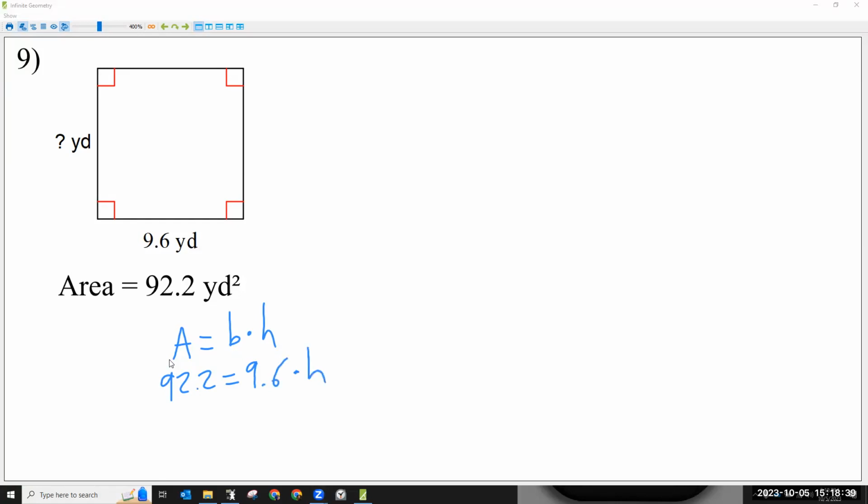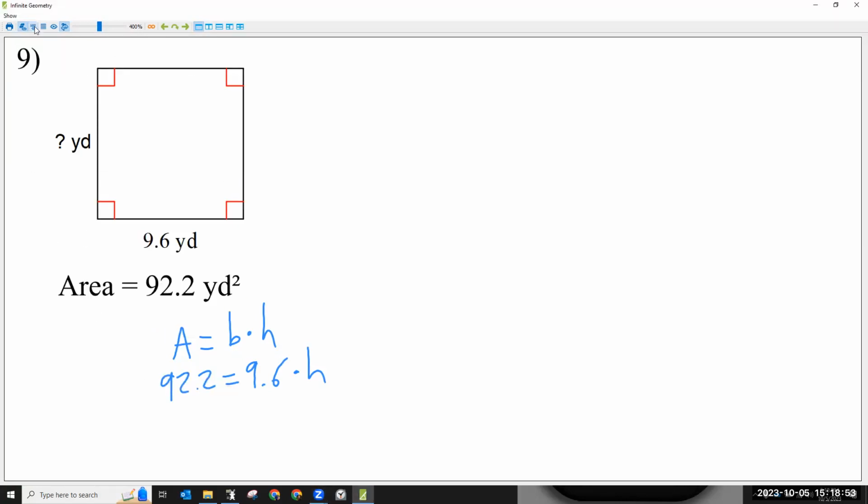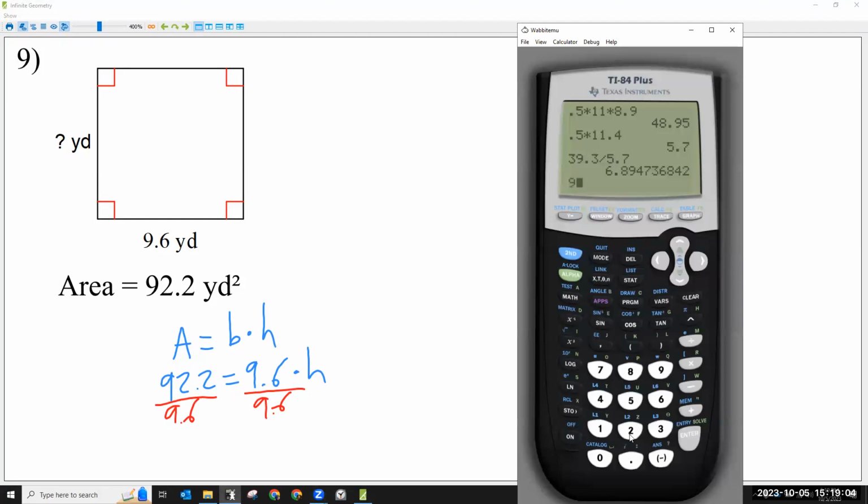Times a height. Now, if this is a square, I don't know if they tell me for sure it's a square or not. If it's a square, then I automatically know the other side has to be 9.6. But I don't see marks on it telling me it is for certain a square. So let's see. Maybe it's just really close. Divide by 9.6. Divide by 9.6. 92.2 divided by 9.6, and I get 9.6. So yep, that was a square.